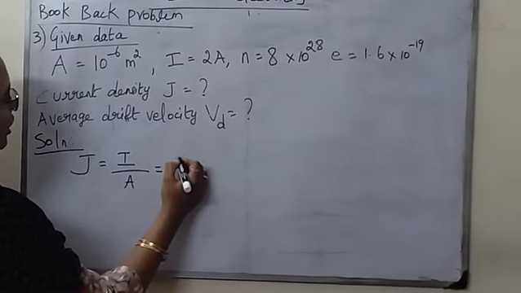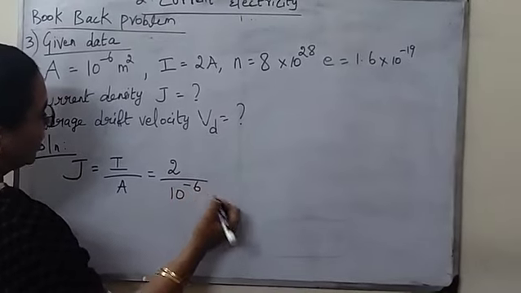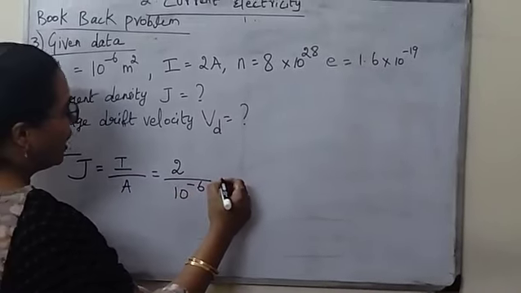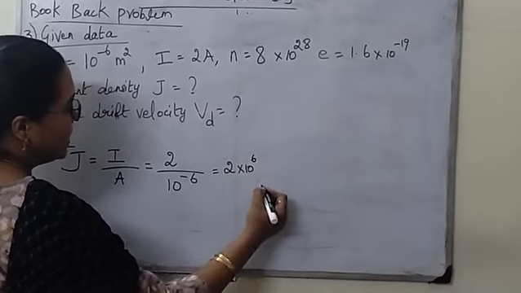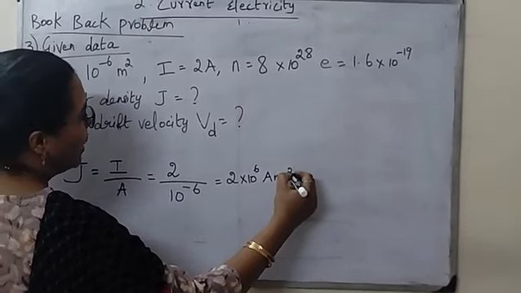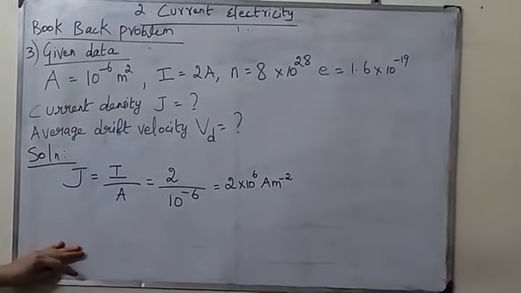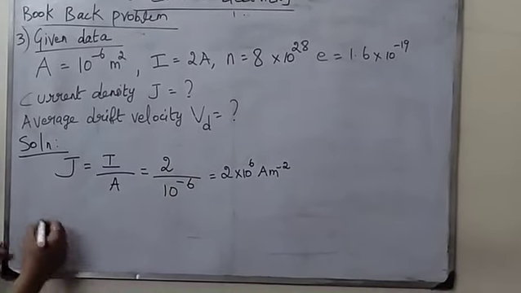Both the values are given in the problem, so straight away we can substitute 2 divided by 10 to the power of minus 6. The 10 to the power of minus 6 we can bring to the numerator. So 2 into 10 to the power of plus 6. And what about the unit? Ampere per meter squared, ampere meter power minus 2. So this one we have found. Is that clear, children?